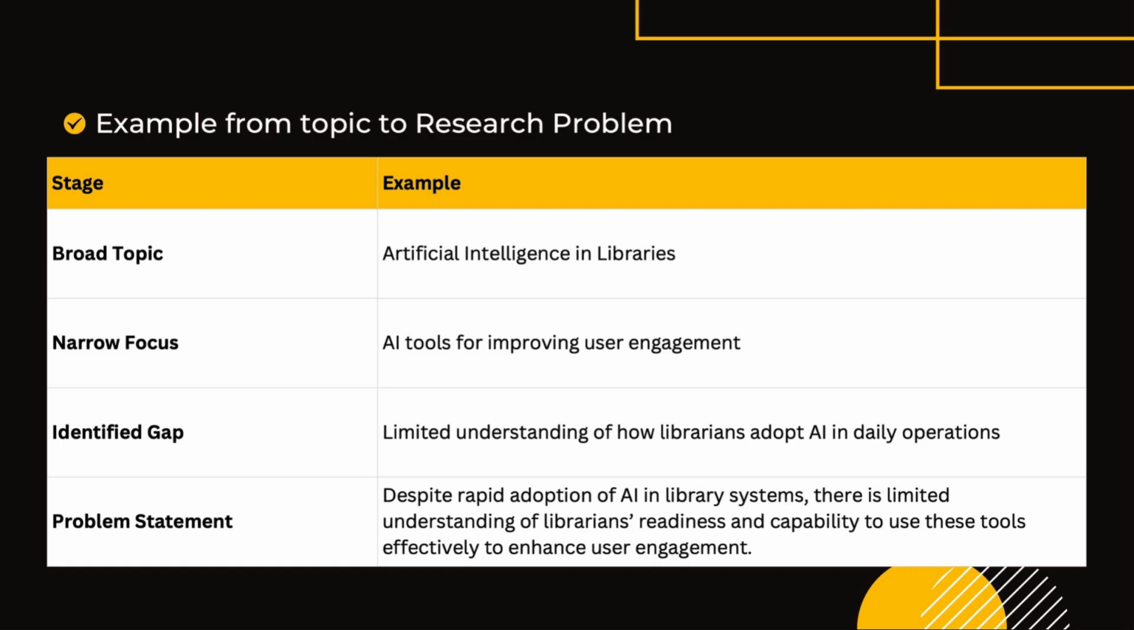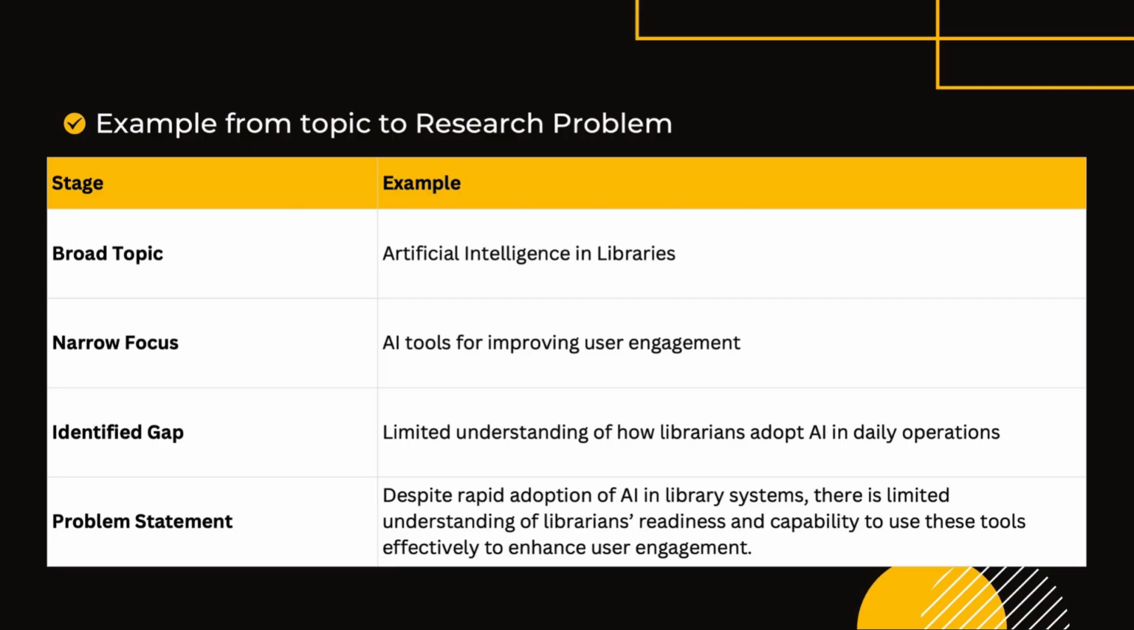Stage 2. Narrow focus. Next, we narrow it down to a specific area, AI tools for improving user engagement. Rather than trying to study all applications of AI, we focus on one key aspect that directly affects users. Can you see how narrowing the topic helps make it more manageable?